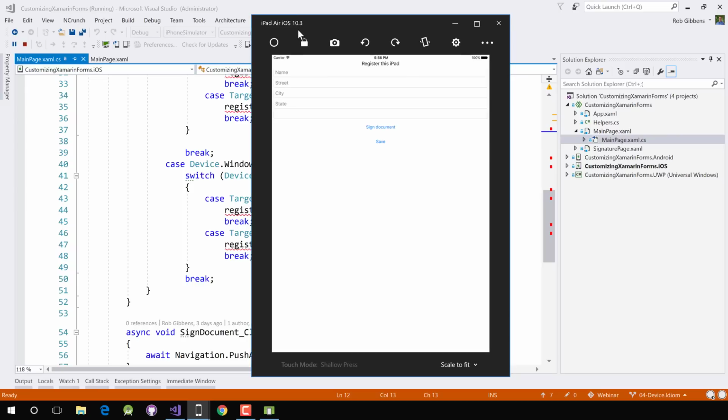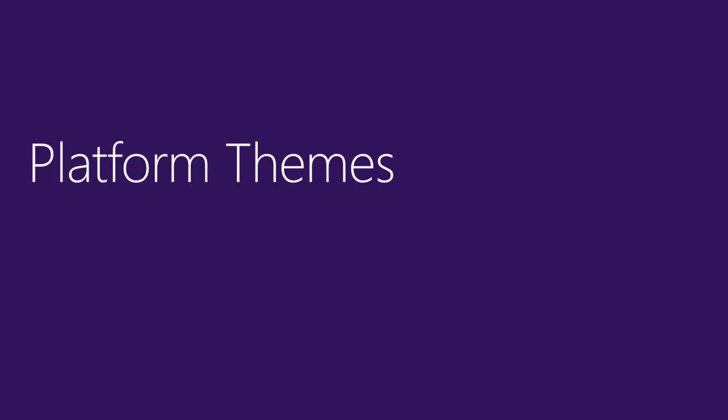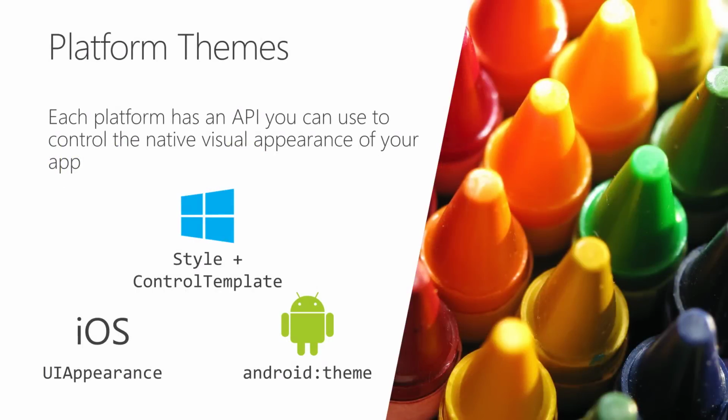And there's our iPad simulator with the correct label. Our next option for customization is using the platform themes. And if you want to customize colors, fonts, spacing of the controls that are unique to a platform, then the first thing you should do is look at the theme capabilities of each platform.